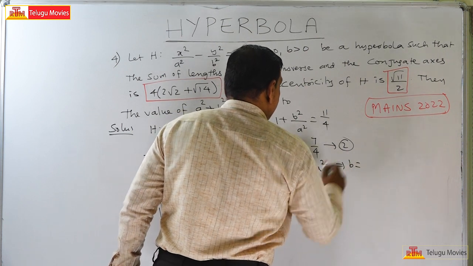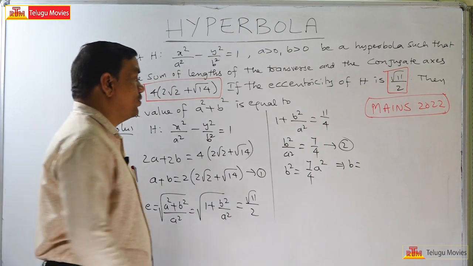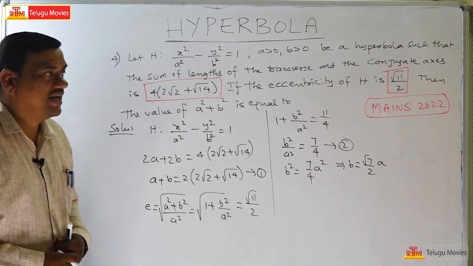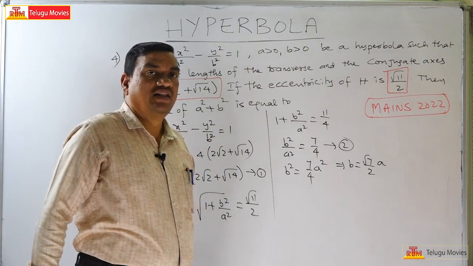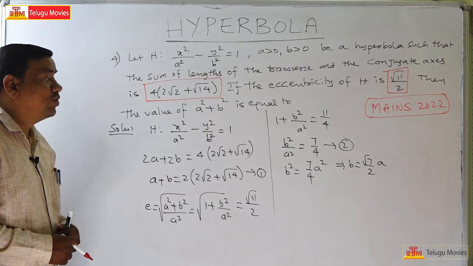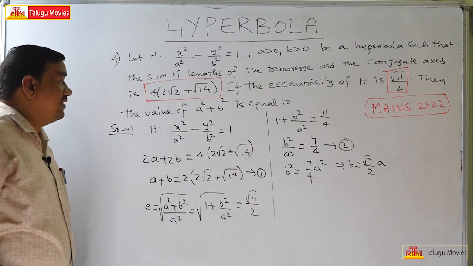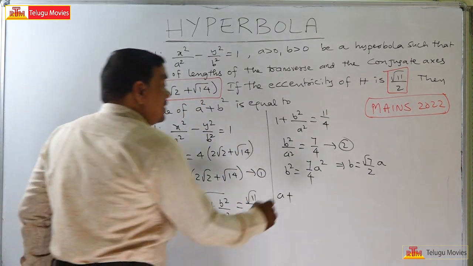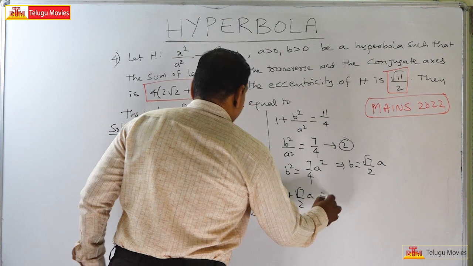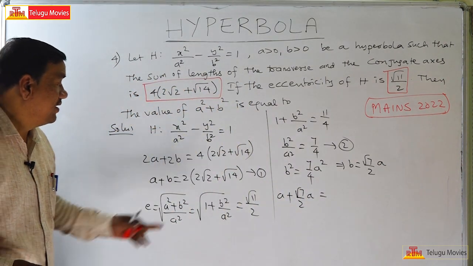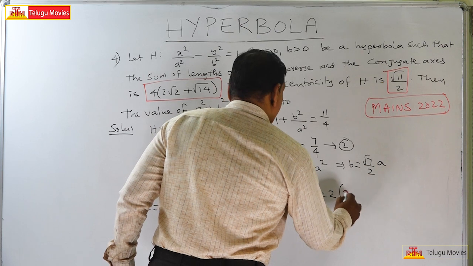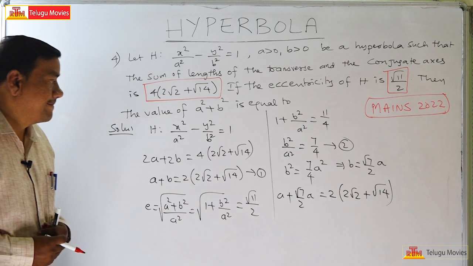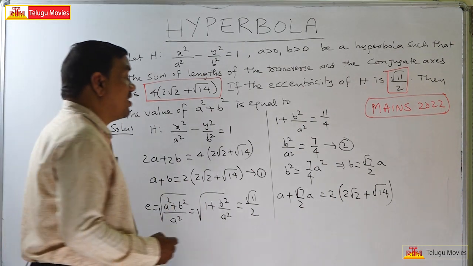This implies b is equal to root 7 by 2 a. Of course, we could take plus or minus, but no need here. a greater than 0, b greater than 0, it is given. So b is equal to root 7 by 2 a. Now substitute here in place of b. a plus b value, where b is root 7 by 2 a, is 2 times 2 root 2 plus root 14. Let's take the LCM here. a you can take common, a common outside.